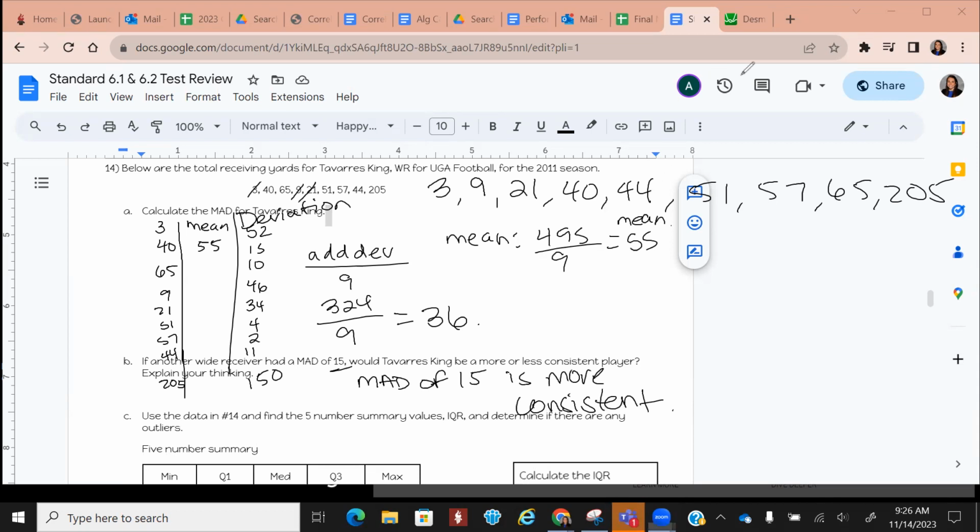Okay. So now we're going to find the minimum and the maximum, the Q1, Q3, and the median. So you're filling in the table down here at the bottom, but we're using these numbers. My minimum is 3 because that's my lowest number. My maximum is 205 because that's my biggest number. And now we need to find the median. So we're going to cross off numbers on each side.